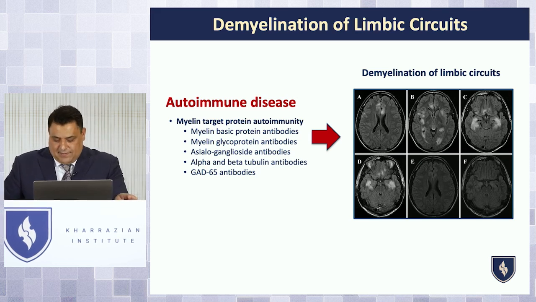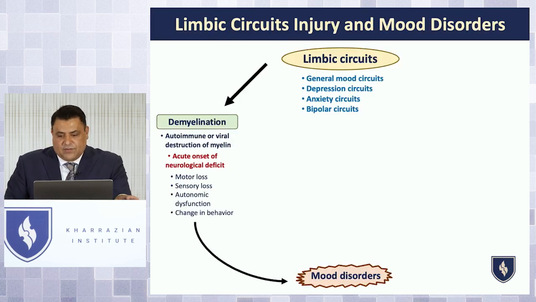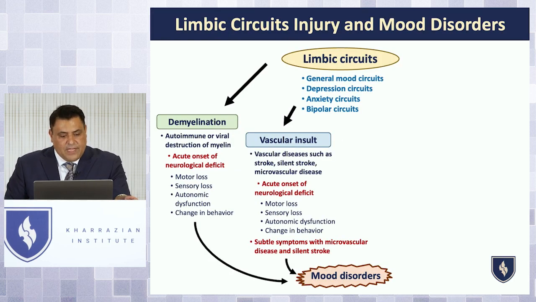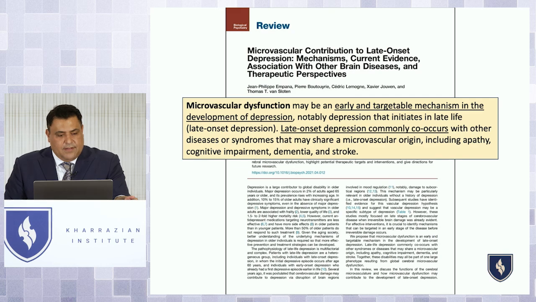Another one is vascular insult: silent strokes, microvascular disease, acute onset of symptoms. All of a sudden, you should always think of vascular. And this is a paper that was published, and they go on to say that microvascular dysfunction may be an early targetable mechanism in the development of depression, notably depression that initiates in late life, late onset depression.